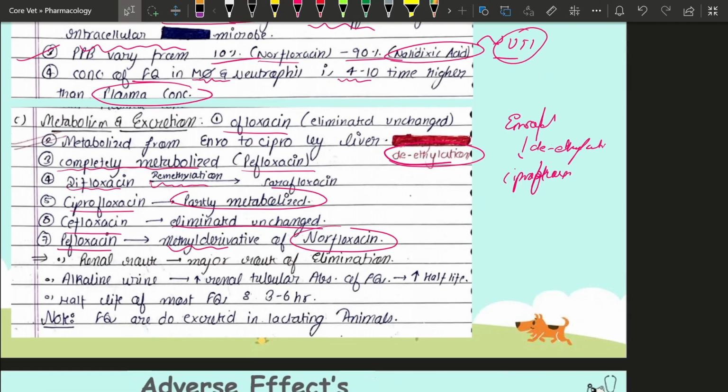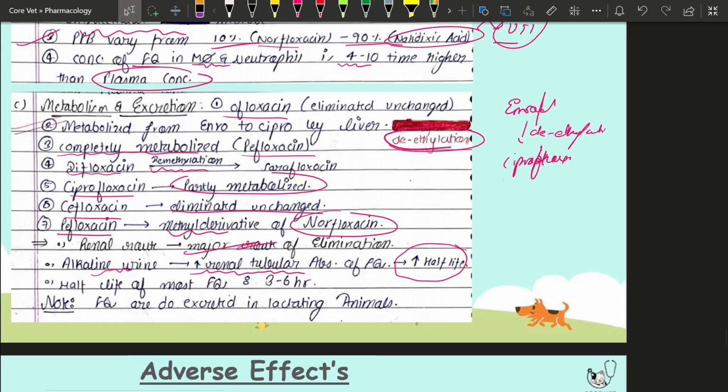If we talk about the route of excretion, the renal route is the major route of excretion or elimination for the fluoroquinolones, and alkaline urine will increase the renal tubular absorption of the fluoroquinolones, leading to what? Increasing the half-life. So if you want to increase the half-life of the fluoroquinolones, you can use urinary alkalizers, right? The half-life of most of the fluoroquinolones is about 3 to 6 hours, okay? But you have to remember that fluoroquinolones are not excreted in the lactating animal. It is a point to remember.